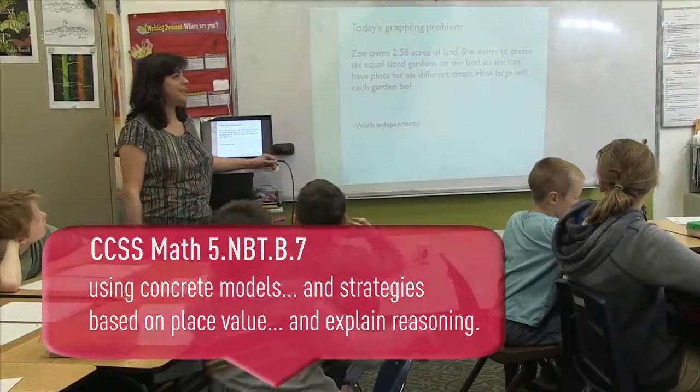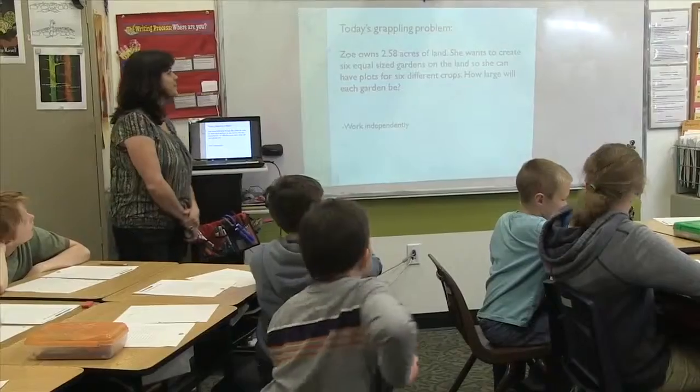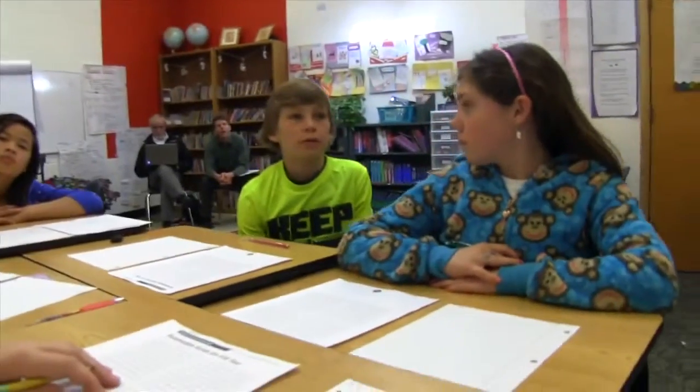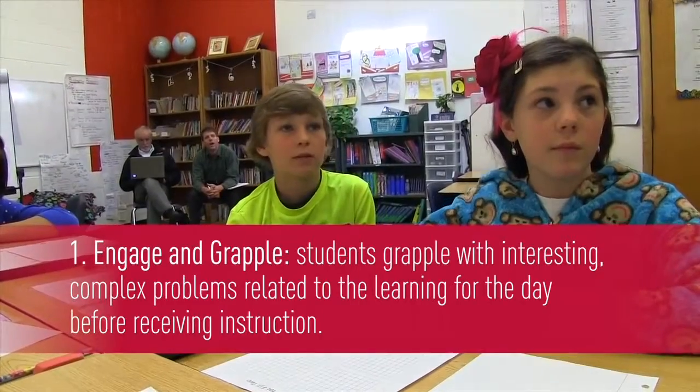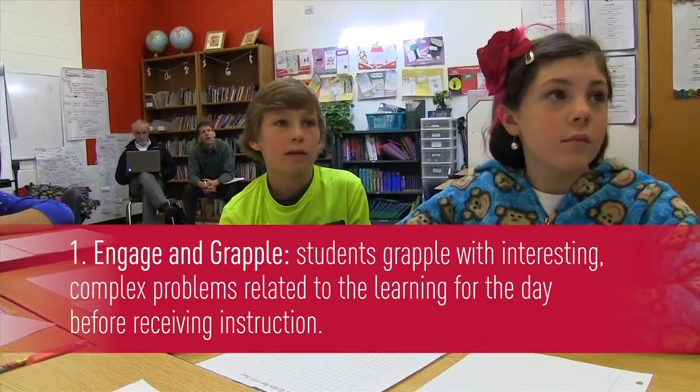Today's grappling problem. Would you like to read for us, Grayson? Zoe owns 2 5/58 acres of land. She wants to create 6 equal-sized gardens.